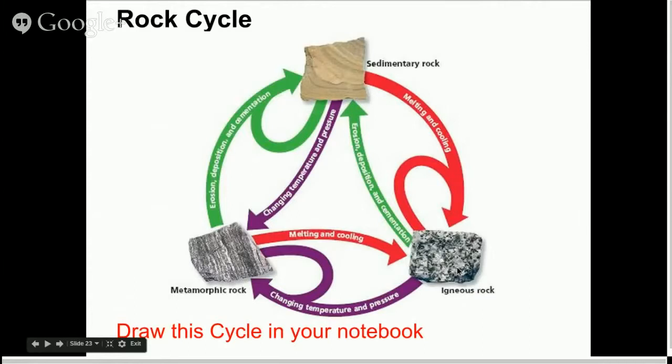Okay, so igneous rock can change into sedimentary rock by weathering and eroding. Metamorphic rock can weather and erode and turn into sedimentary rock. And sedimentary rock can weather, erode, and turn back into a different kind of sedimentary rock. If it melts and then cools, turns into lava or magma and then cools off, you get an igneous rock. If it gets squished or heated up but not melted, it can turn into a metamorphic rock.